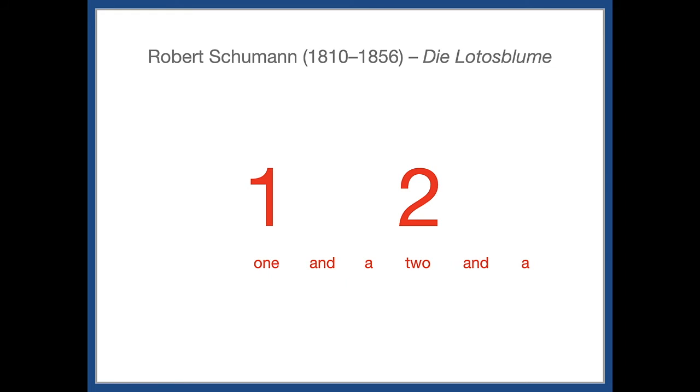Our next example is from a song by Robert Schumann. As you'll hear, this excerpt is in a duple meter, which means there's a recurring pattern of 2 beats. Also, each beat divides evenly in 3.